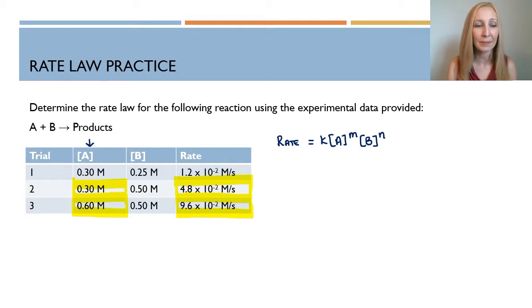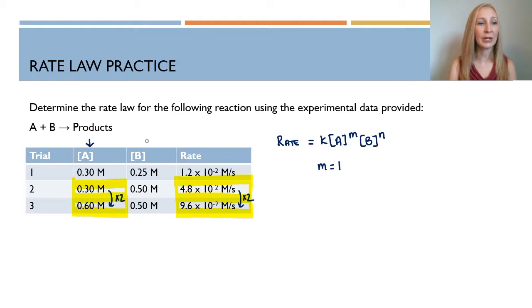Notice how B is staying the same. And what happens to my rate when I double the concentration? Well, I go from 4.8 times 10 to the negative 2 to 9.6 times 10 to the negative 2. Well, from 4.8 to 9.6, that's double. So if my concentration doubles and my reaction rate doubles, that shows me that this is a first order reaction because the concentration and the rate are directly related to each other and it's linear. So m is going to equal 1 for this reaction. Now I'm going to take a look at B and I'm going to try to solve for n and figure out what the reaction order for B is.